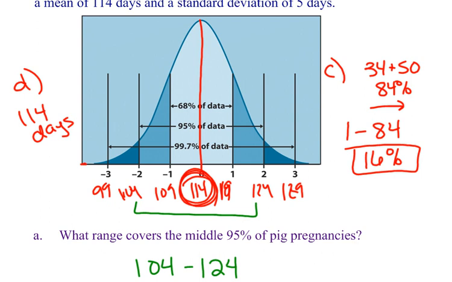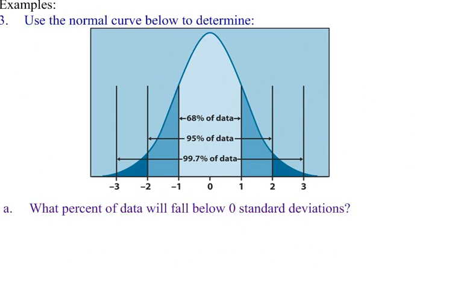Okay, on the back now, number 3, we're going to go through a bunch of different examples and learn how to manipulate these percentages. So 3A, we have the data here. We don't know what we're talking about, which is fine. But it says what percent of data will fall below 0 standard deviations. So they're looking for this part right here, from here to here. What percent of the data is that? Hopefully you see, since this is our middle, that'd be 50%.